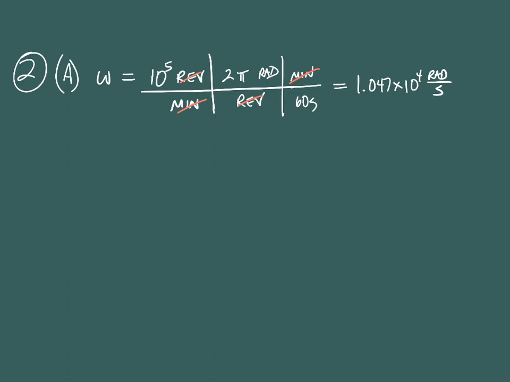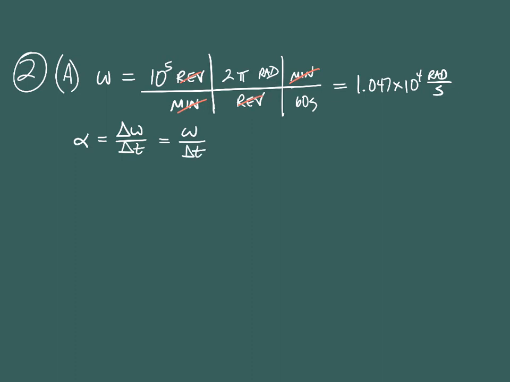But it asks, what's its angular acceleration in radians per second squared? Well, now I have that. It is the case that angular acceleration is delta omega over delta t, or in this case, it's just going to be omega over delta t because I started from rest. The initial part's not there.